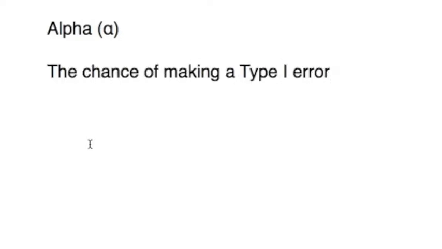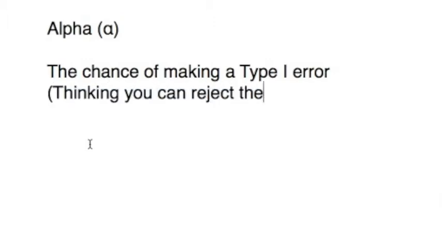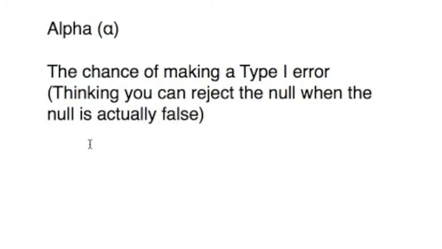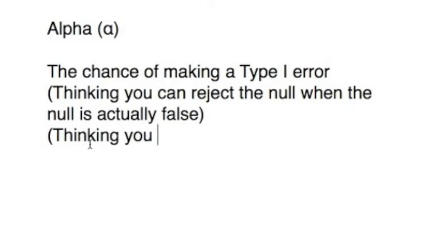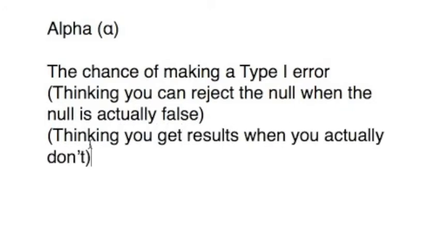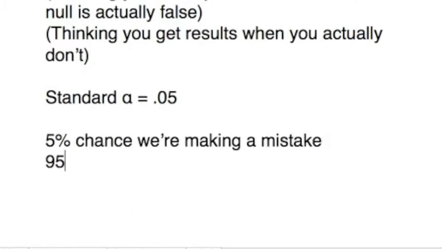So alpha is a Greek letter, and in statistics, it represents the chance that you could make a type 1 error. In statistical terms, a type 1 error is if you reject the null when the null is in fact true. In regular English, that means you think you got a result from your test, but actually you didn't. So a standard value for alpha is 0.05. That means there's a 5% chance that we make a type 1 error, but there's a 95% chance that we did everything right.